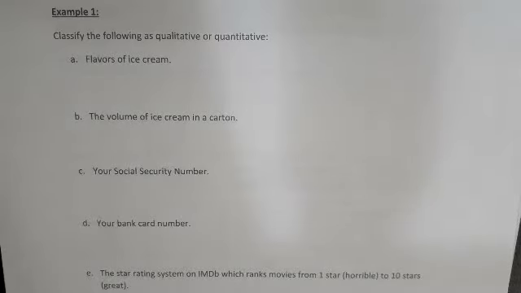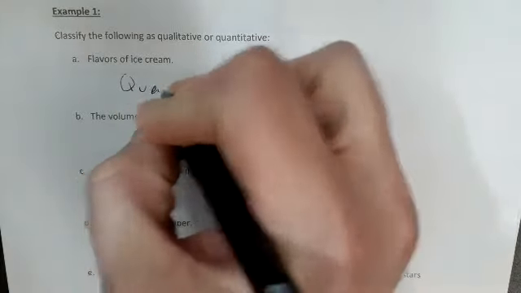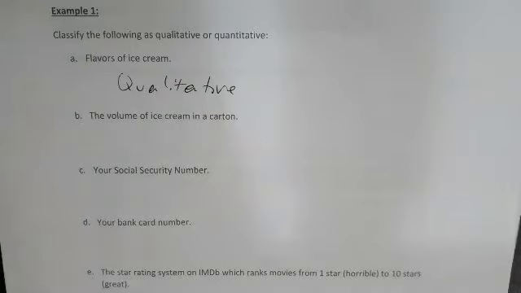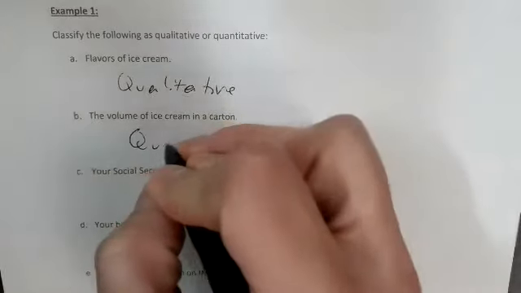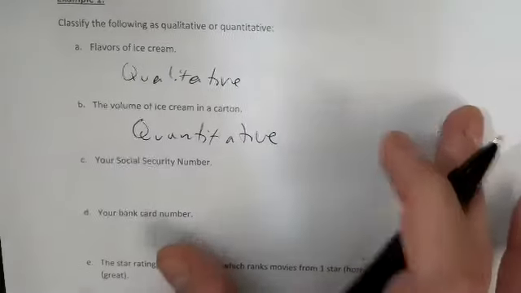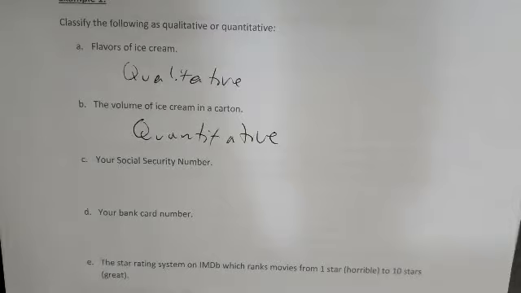But flavors of ice cream, if we want to classify that, you're going to give me words for the flavors of ice cream. You're not going to give me numbers to represent flavors of ice cream. So right away, if you're giving me words, those are categories, right? Chocolate, vanilla, strawberry, those are all categories of ice cream. So this would be qualitative. The volume of ice cream in a carton, you're going to give me a number. We could put that number on a scale, it would make sense. And we could find the average of that number, so I would definitely consider that quantitative.